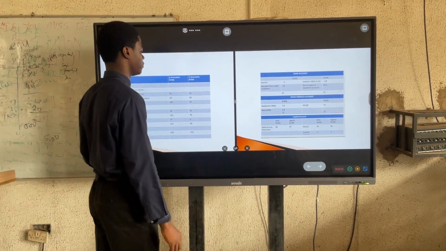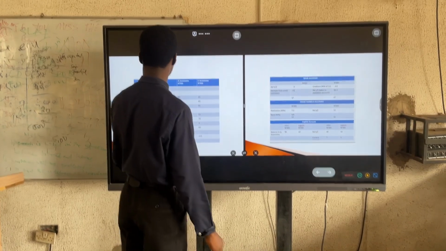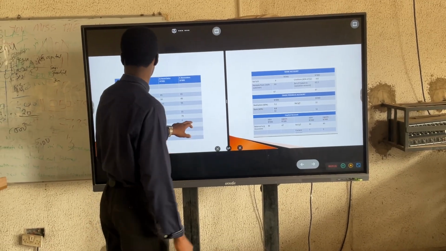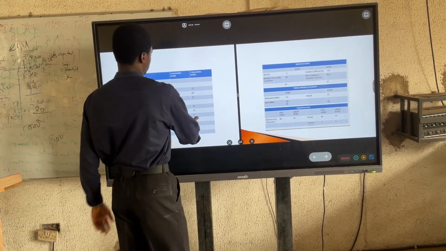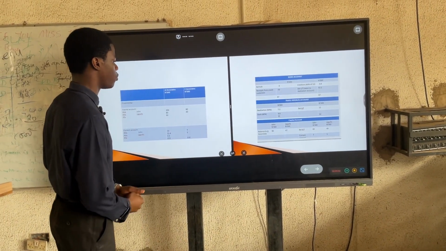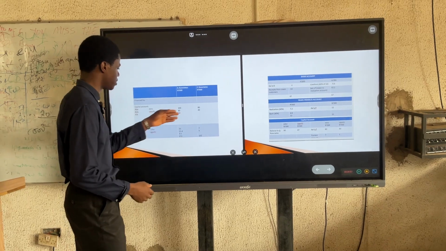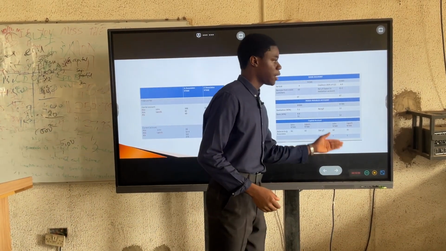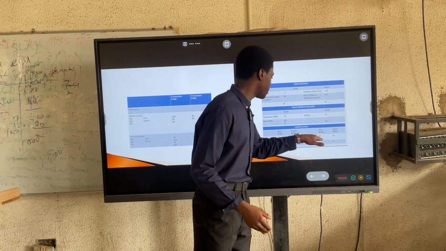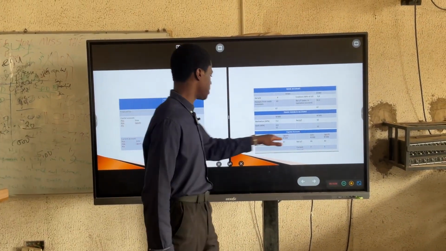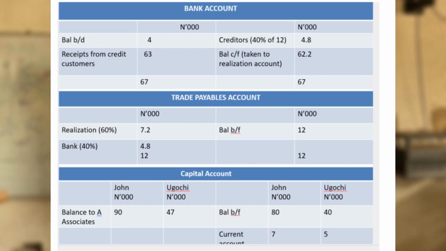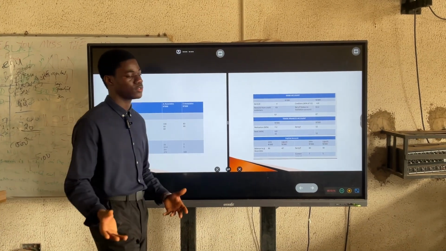Yeah, so let's go back to the financial statements. So how did they get their capital account? So the capital account for E associate, we have John and Ugochi, which is 80 and 40. Capital account is a credit account, so it is usually credited, right? So they credited the account balances of John and Ugochi, which is 80 and 40. Also, we have their current account balances here recorded as 7 and 5. It's also a credit account because it's more like a capital account, right?